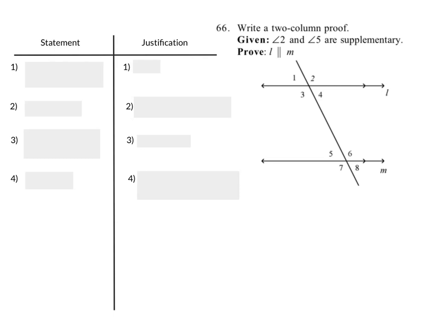Okay, we're writing a two-column proof here. They're telling us that angles 2 and 5 are supplementary, and we're trying to prove the lines parallel. Ignore this. They have marks here saying that they're parallel, but we don't know that yet. We're trying to prove that, so we can't use that, just to be clear.